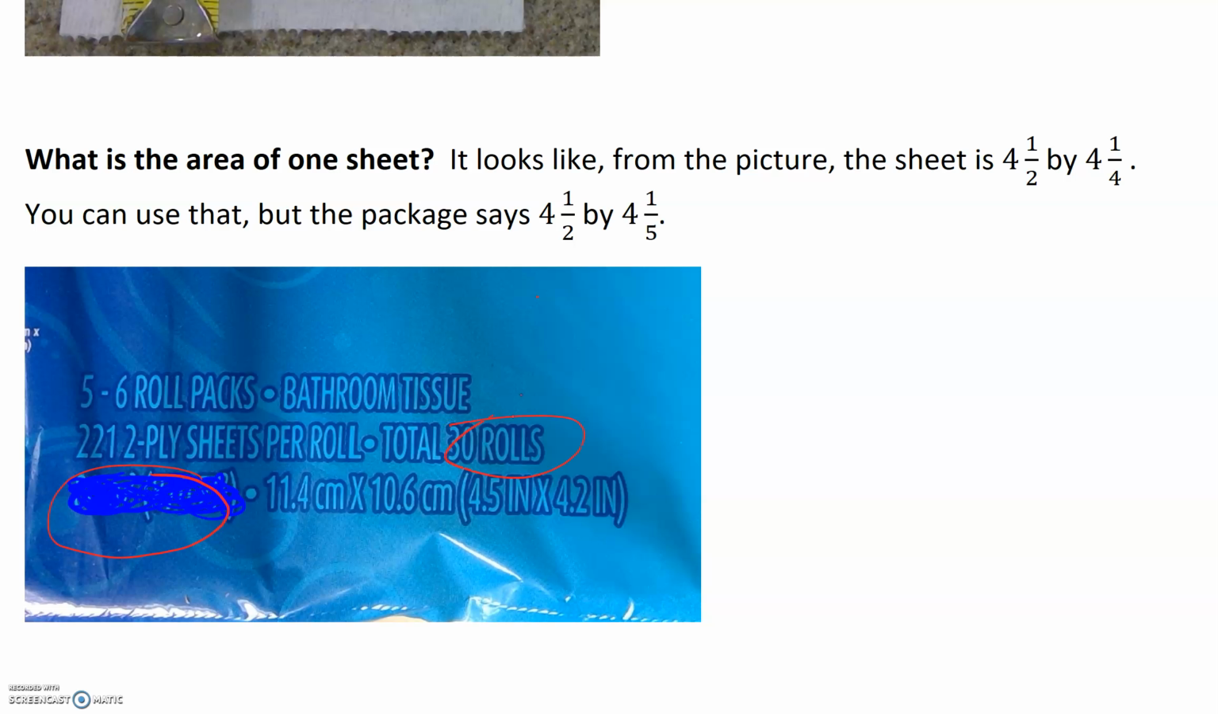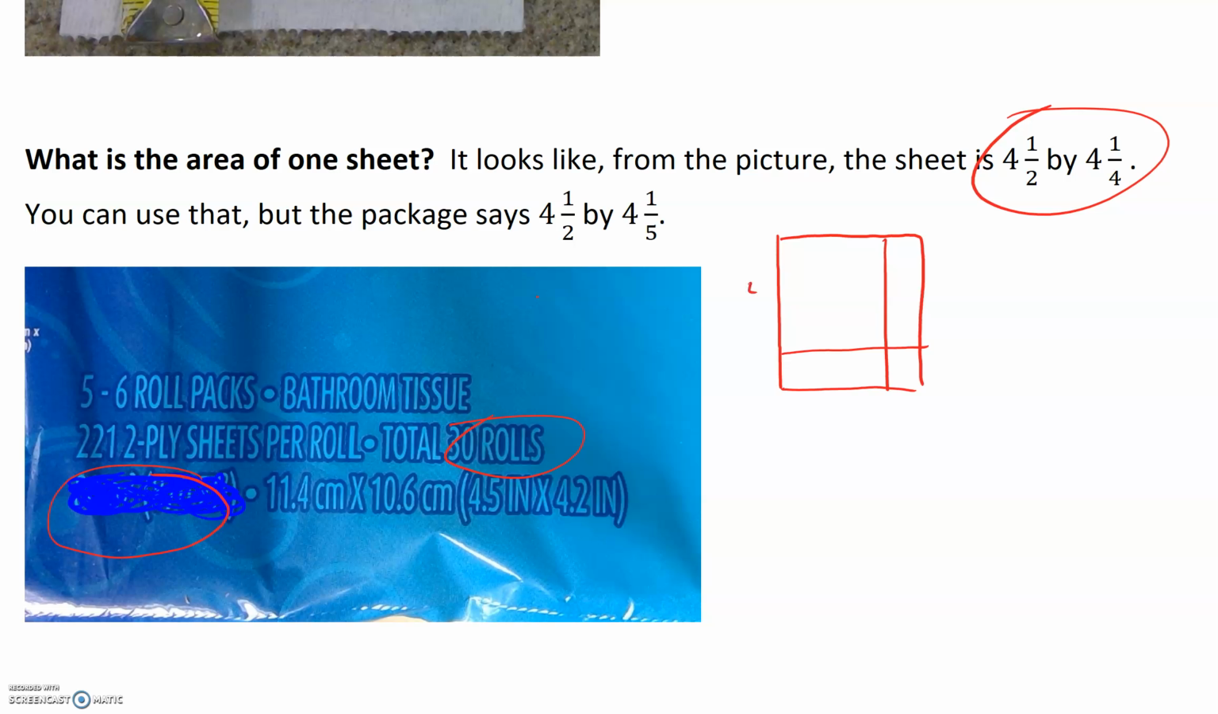So let's do this. 4.5 by 4 1/4. Let's do this one first. If I were to draw an area model, this is just one way. You could have done it all kinds of other different ways. Or an array, I guess we could call it too, right? 4 1/2 and 4 1/4. So I got an answer of 16 here.